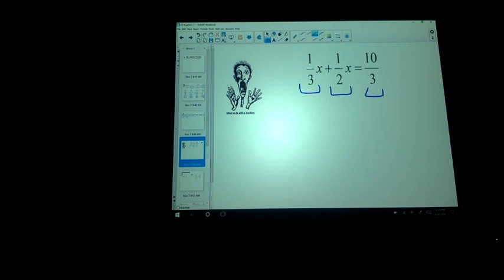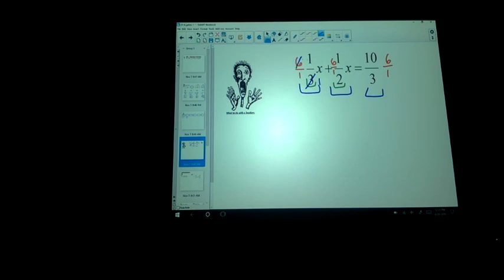So I need to figure out what's the smallest number that 3 and 2 go into. Yeah, 6. So what I'm going to do here is I'm going to multiply this by 6, which is the same thing as 6 over 1. This by 6, which is the same thing as 6 over 1. And this by 6, which is the same thing as 6 over 1. I don't have to deal with fractions now.